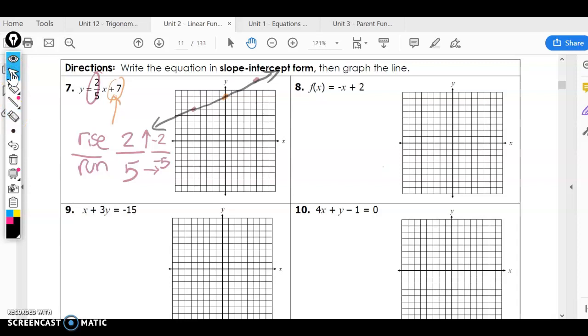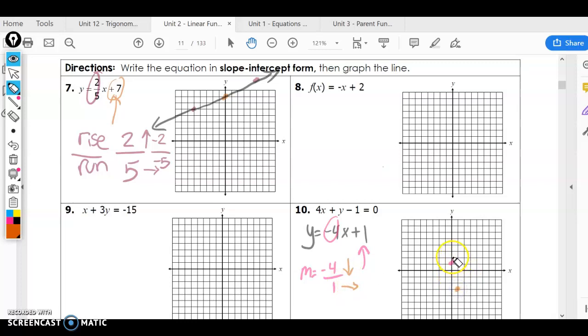Let's do another one. Let's do number 10. Number 10 is a little different because we have to convert this form to slope-intercept. Solving for y, we get y equals negative 4x plus 1, basically moving everything else over. So here is our y-intercept of 1, and our slope is negative 4 right here. The slope of negative 4 is like saying negative 4 over 1. So that means you're going down 4, right 1.